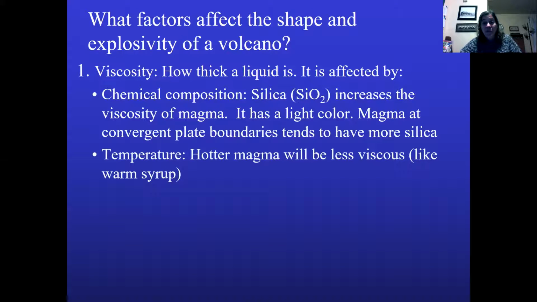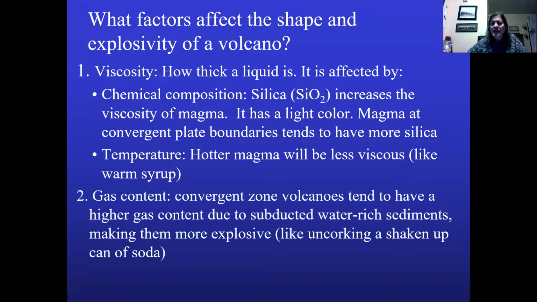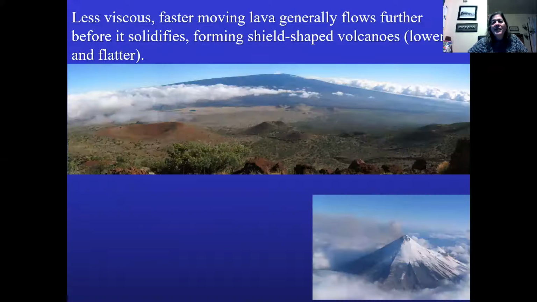The hotter it is, the more fluid or runny it's going to be. The other thing that's going to affect the viscosity is how much gas you have. So when you subduct these plates that have lots of water-rich sediment sitting on top, you're going to have more gases in there. And as that plate melts, those gases are going to get mobilized and you can make your volcano much more explosive.